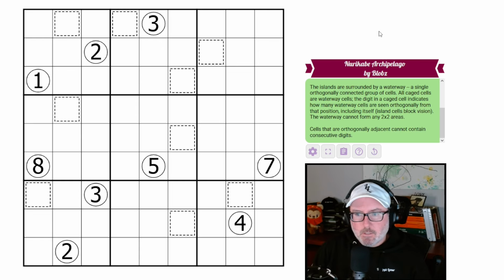Now, cells that are orthogonally adjacent cannot contain consecutive digits is an interesting one. It just means that this couldn't be a 2, because of the 1 sitting right there. Now, we're going to dive into this one.